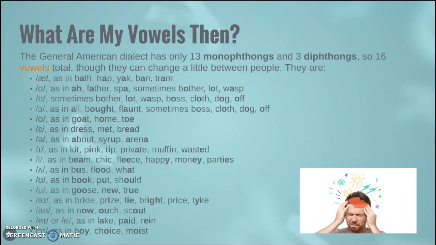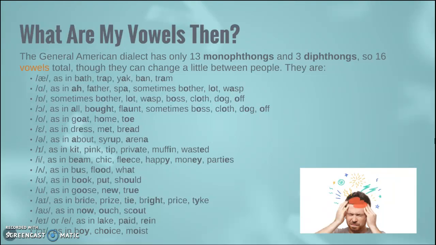So what are your vowels then? The general American dialect has only 13 monophthongs and 3 diphthongs, so 16 vowels total, though they can change a little between people. It is worth mentioning that some of these sounds are not in everybody's general American dialect. So, in general, we have these sounds.